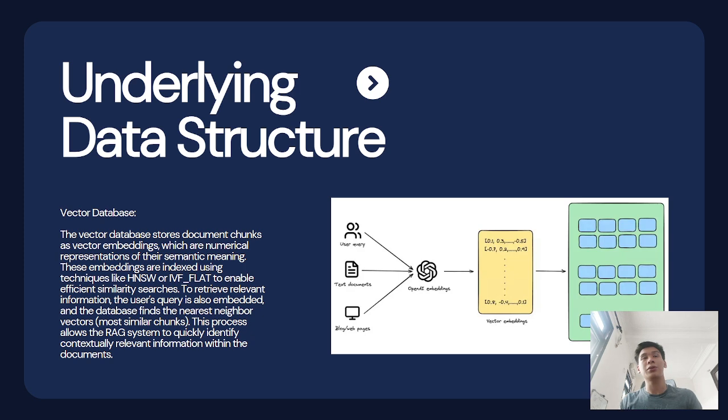The job of the vector database is to store the document chunks as vector embeddings, which are numerical representations of their semantic meaning. These embeddings are indexed using techniques like HNSW or IVF Flat to enable efficient similarity searches. To retrieve relevant information, the user query is also embedded and the database finds the nearest neighbor vectors, mostly similar chunks. This process allows the RAG system to quickly identify contextually relevant information within the documents.